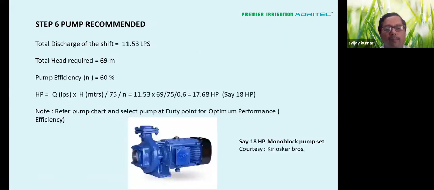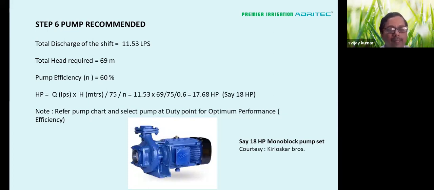So when you look at the pump here, the discharge is going to be 11.53 LPS because only one sprinkler is operating, and the total dynamic head is around 69 meters, and the pump efficiency, like I told you, is only around 60%. So basically, when you have a 60% efficiency, it is 0.6. So let us do the math again.